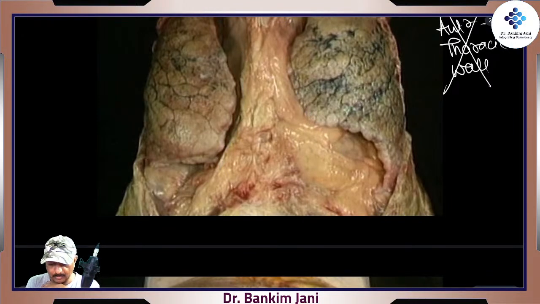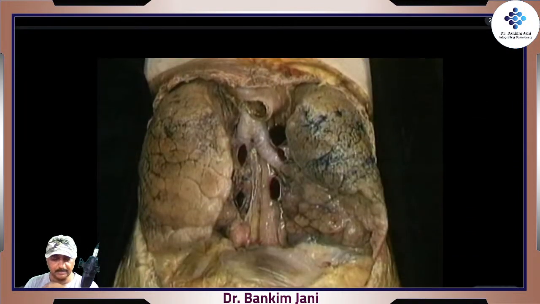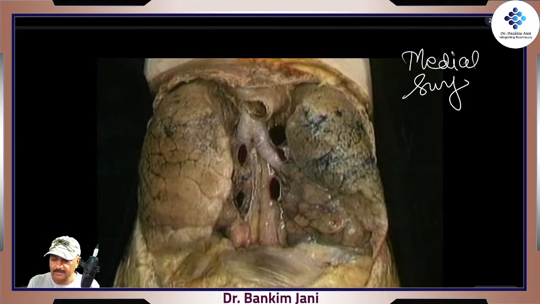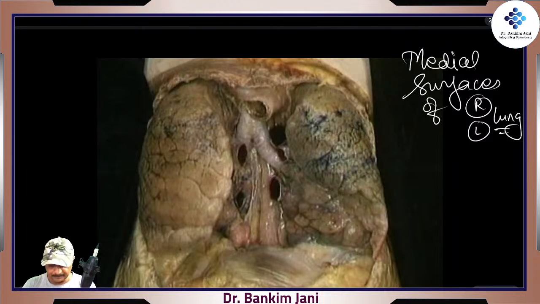So, right, that heart is removed. So, no heart here. As we remove the heart, we see lots and lots of structures, right? So, what we are watching is the medial surface, right? We are watching the medial surface of the right and left lung, correct? So this is seen.